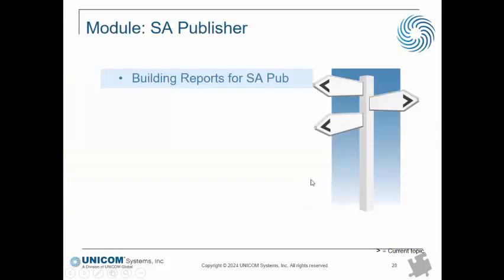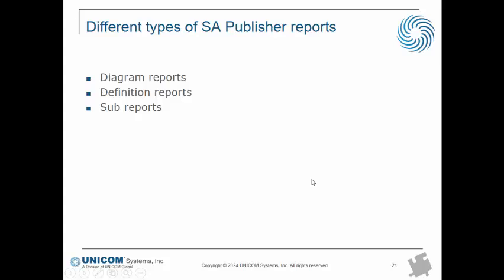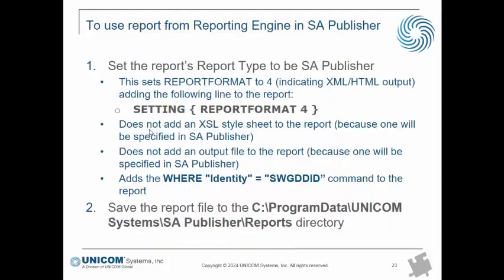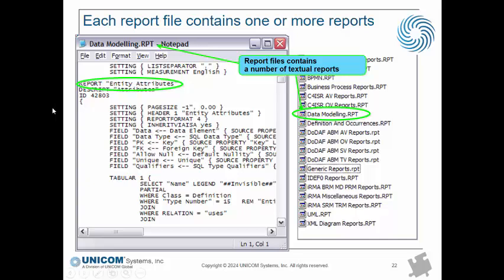Now, you build reports for SA Publisher using System Architect. A couple of things about it: we provide a whole bunch of reports already made for SA Publisher in the SA Publisher folder, which you access through the user interface. An SA Publisher report, which is a report in System Architect, is a SQL query where you're selecting and doing partials and select where, join, etc. You can see here a report format 4. That means HTML versus another number, which would be for grid.